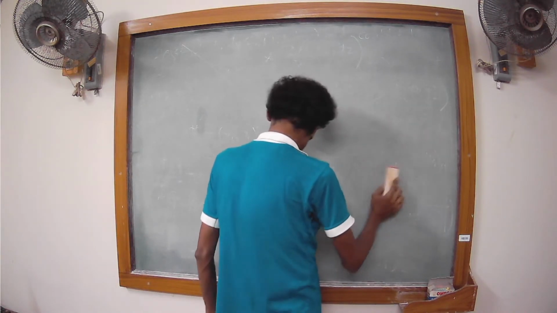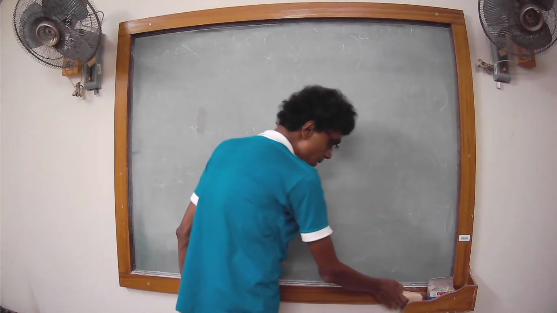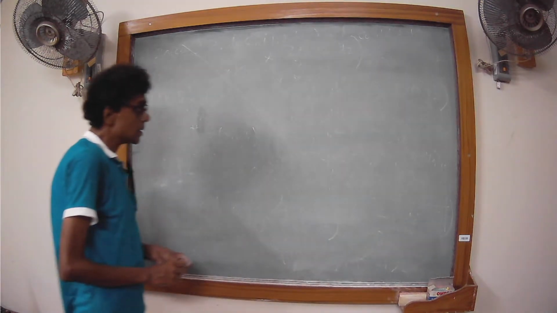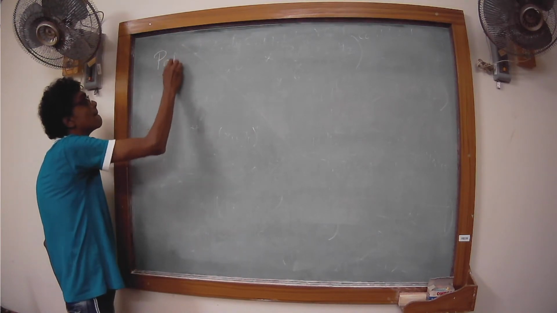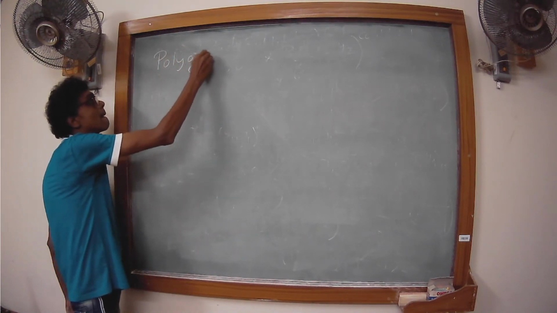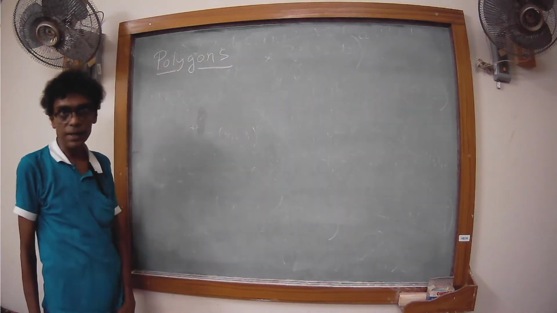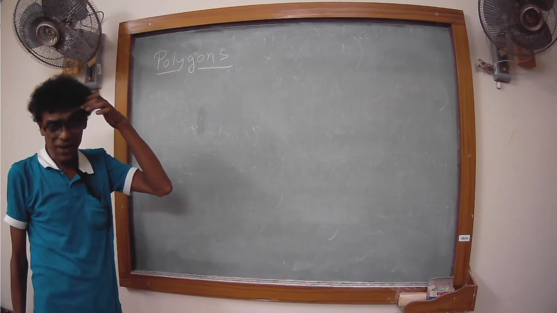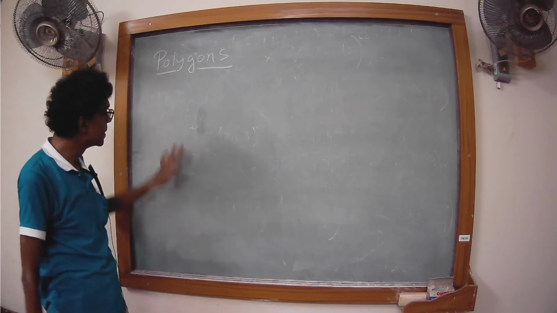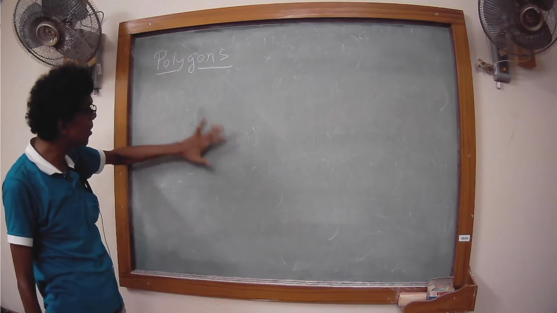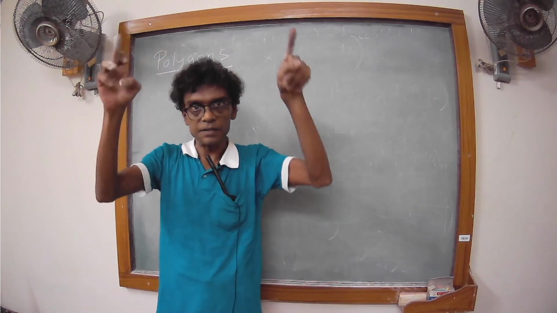We need another important thing. These are called polygons. Okay. So starting from triangles, rectangles, different types of rectangles, we know these are all called polygons. A set of things like this.